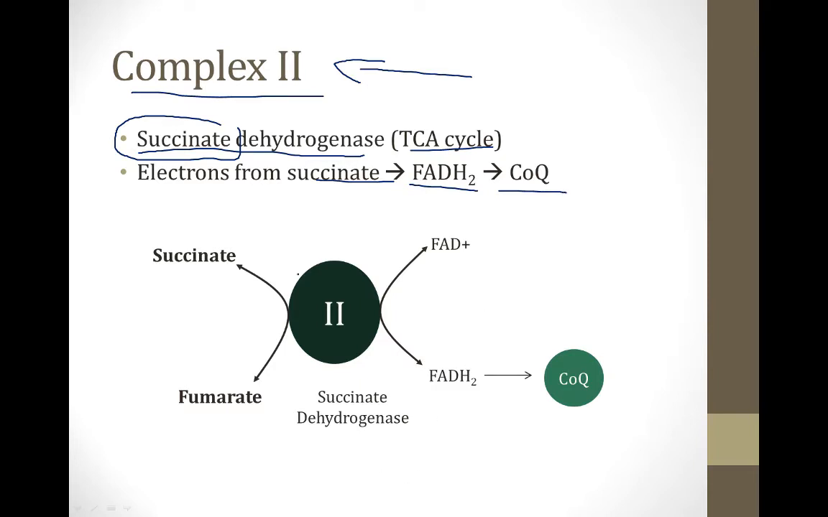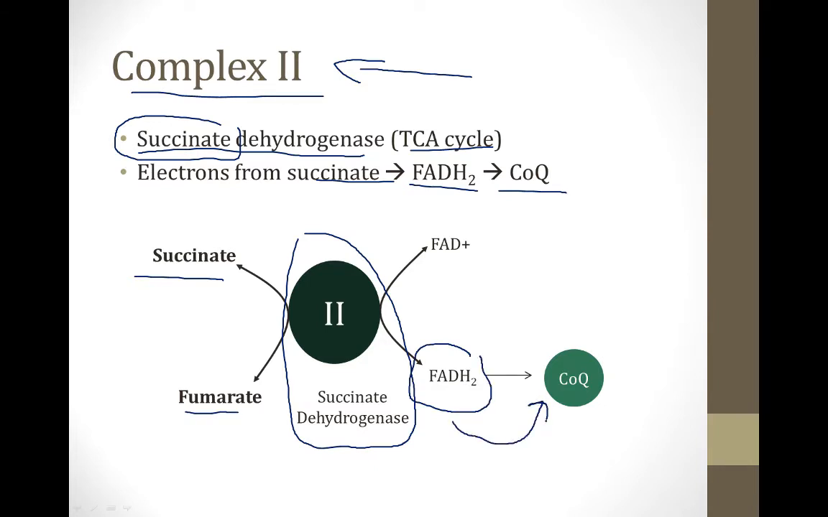If you look at this picture on the screen here, this is complex 2 or succinate dehydrogenase. They're both the same thing. It will convert succinate to fumarate, and in doing so, it will generate a molecule of FADH2 and then immediately pass those electrons on to coenzyme Q.